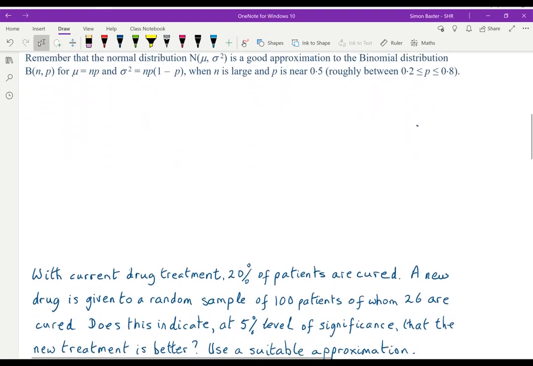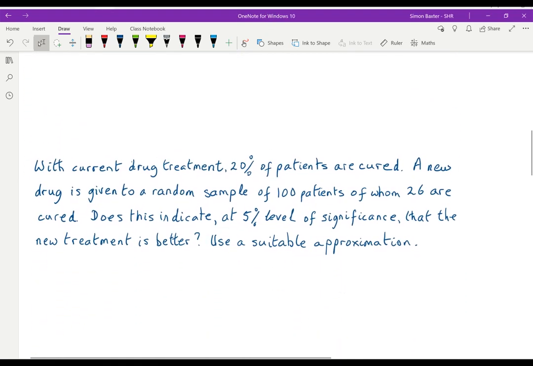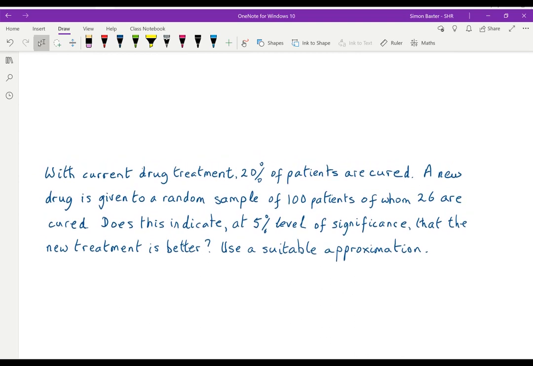Well, with this example, I'm going to take a treatment of patients under a drug. With a current drug treatment, 20% of patients are cured. A new drug is given to a random sample of 100 patients, of whom 26 are cured. Does this indicate, at the 5% level of significance, that the new treatment is better? Use a suitable approximation.